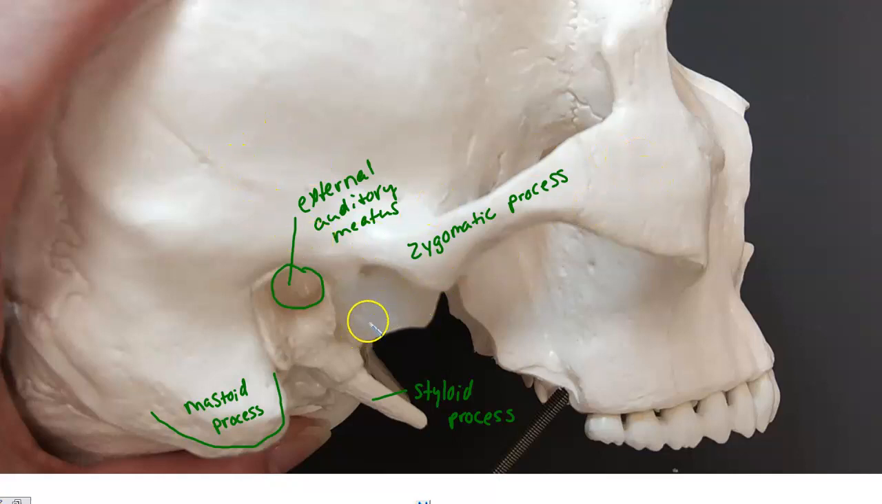And then our last little thing that we can see right here is some cartilage that you're seeing here, and it's making a shape like that. This is called a fossa, and this is where your mandible is going to connect. So this little piece here is called the mandibular fossa. So we've got the styloid process, mastoid process, external auditory meatus, zygomatic process.